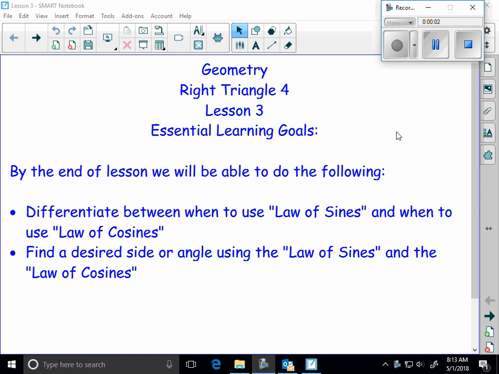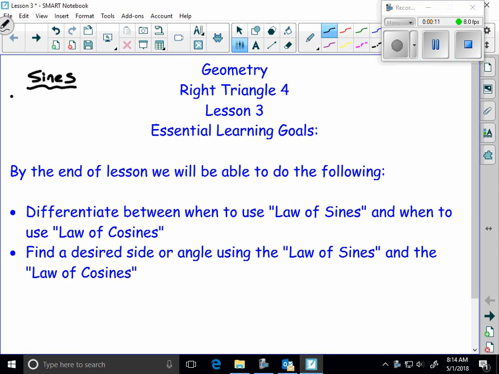Lesson 3, RT4, we are going to talk about when we use the law of sines and the law of cosines. Let's review real quick. When do I use the law of sines?